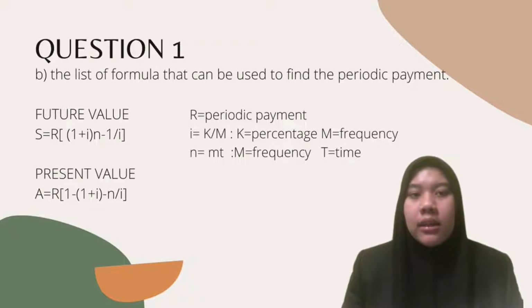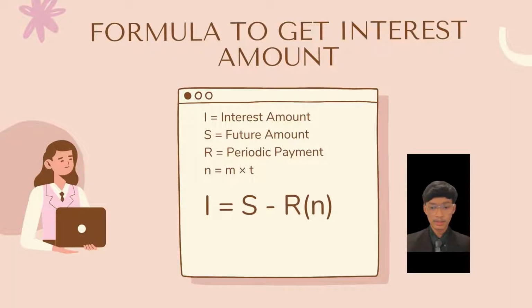To find I, it is K divide M. K is percentage and M is frequency. To find N, it is M multiply T. M is frequency and T is time. Formula to get interest amount: I equal to interest amount, S equal to future amount, R equal periodic payment, N equal M multiply T, and the formula is I equal S minus R in bracket N.